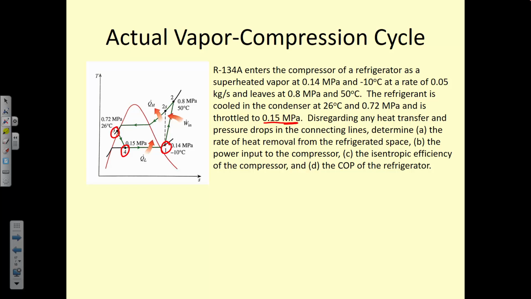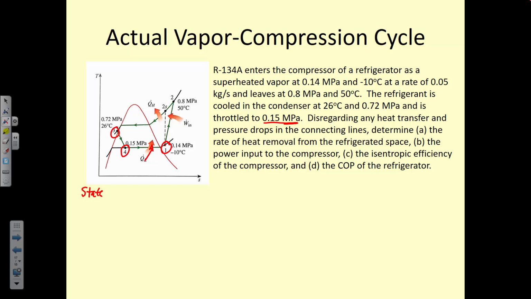condenser. Okay, the arrows are backwards, so it makes me confused when I try to think about it. Okay, so we need to figure out the rate of heat removal, the power input to the compressor, the isentropic efficiency, and the coefficient of performance. Now this is the evaporator, not the condenser. Okay, so let's start looking at property values.